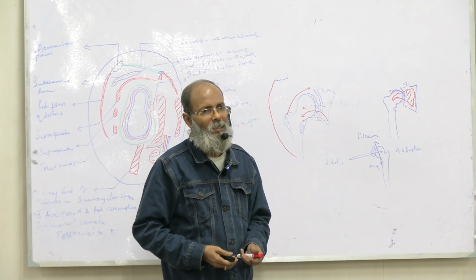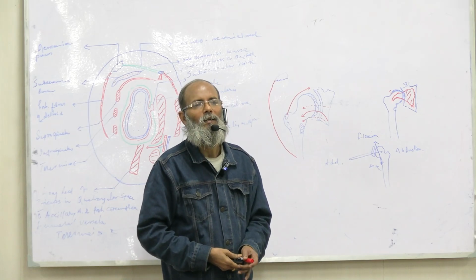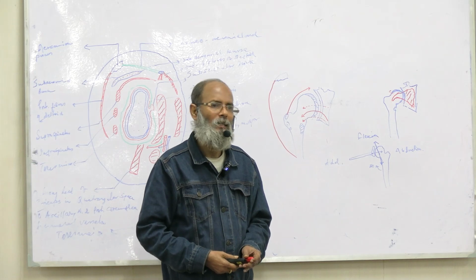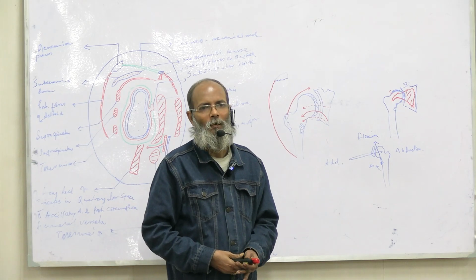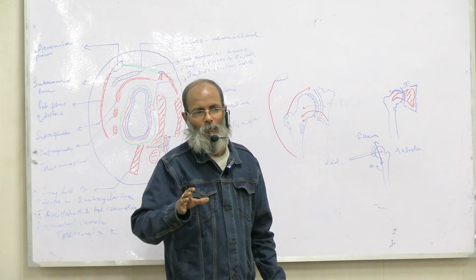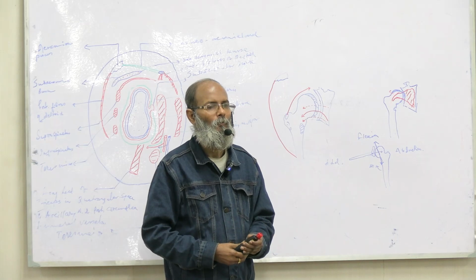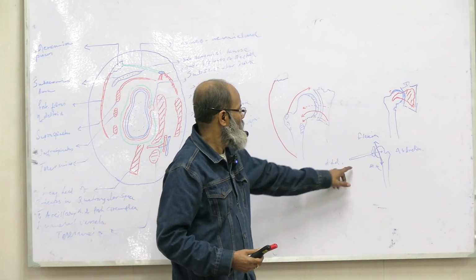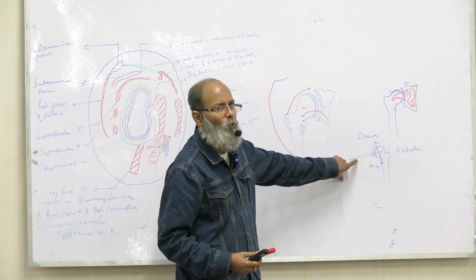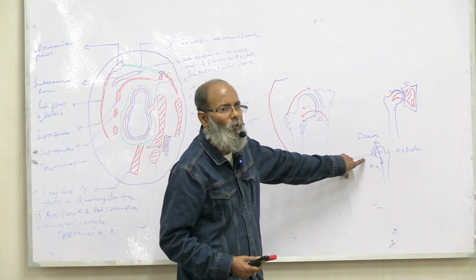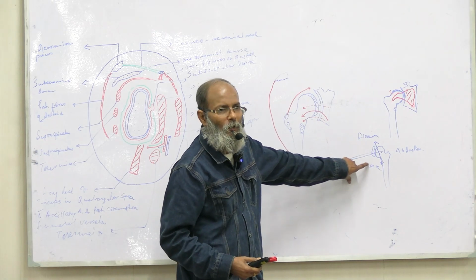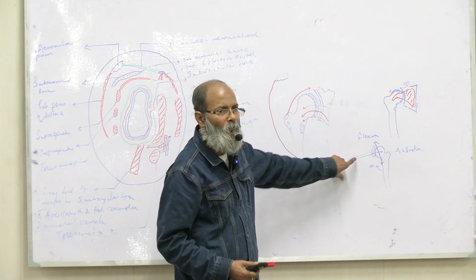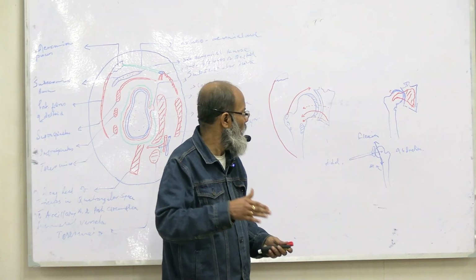Now, the muscles related to the flexion, extension, adduction and abduction. Flexion occurs in a plane. This is the scapular plane, the plane of the body of the scapula. This is glenoid. This is the plane of the body of the scapula. All right. Now, flexion and extension.